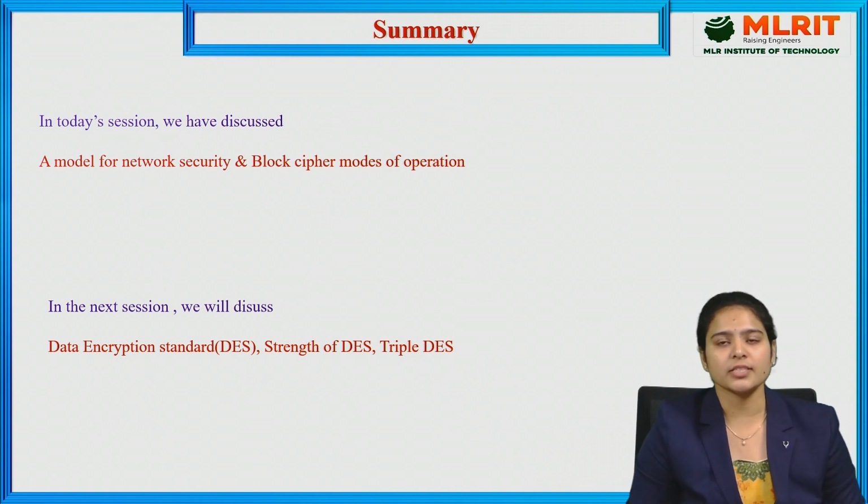So in today's session, we have discussed a model for network security and block cipher modes of operation, covering the five types of operation. In the next session, we will discuss the data encryption standard, that is DES, the strength of DES, and triple DES, meaning three times the data encryption standard. We will see that in the next session. Thank you.